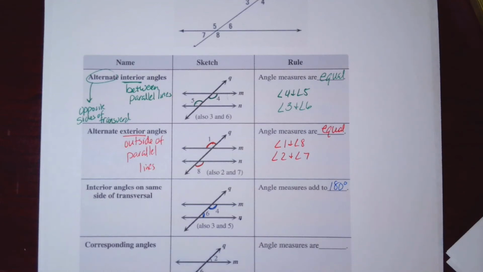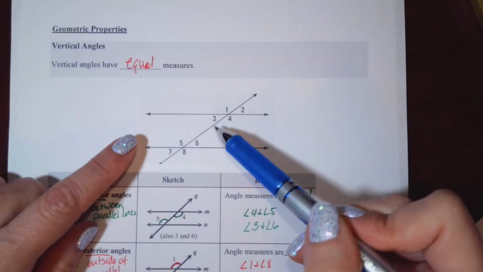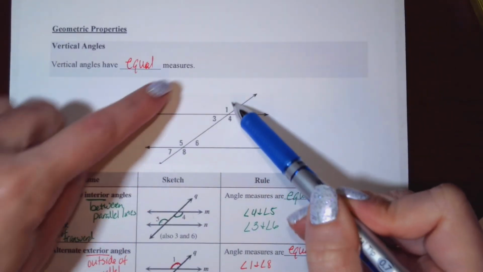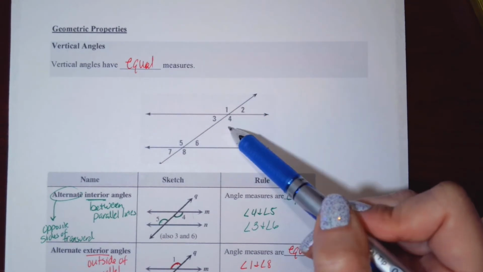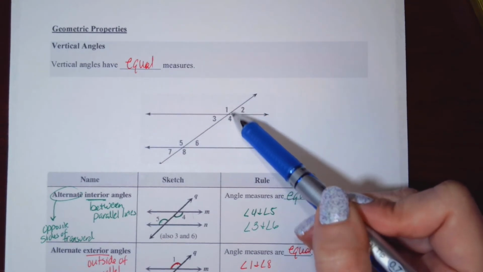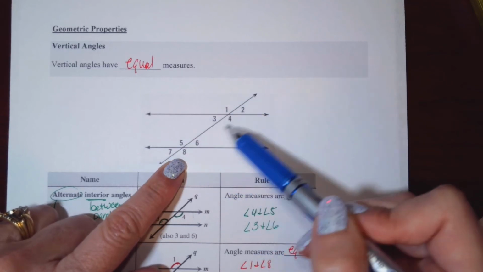Because let's kind of think through this. We know that, for example, angle 4 is the same measure as angle 1, right? Angle 1 is the same measure as angle 8, so angle 4 and 5 are the same measure.